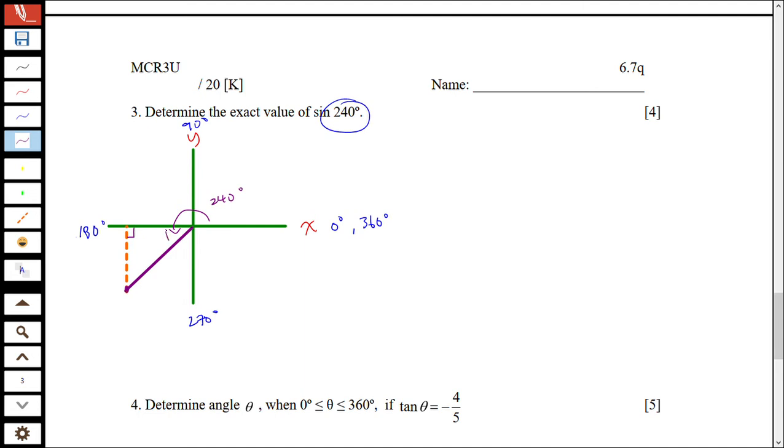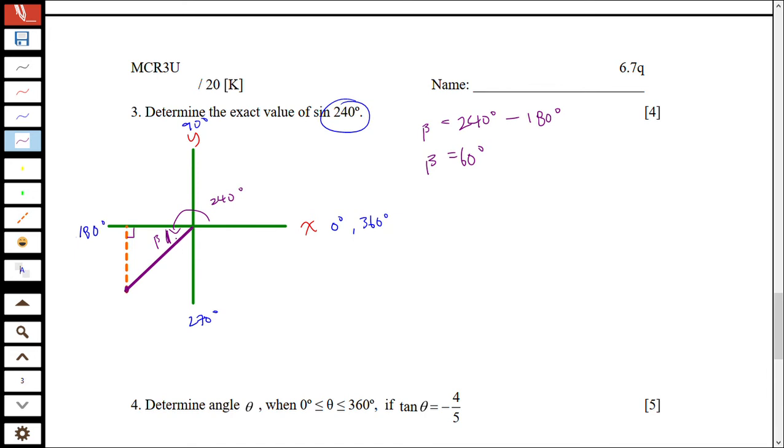And here, what will be my beta? In order to find my beta, this is 240, but I know that that's 180. So if I do 240 degrees minus 180 degrees, that's going to give me the beta angle. So 240 minus 180 is going to be 60 degrees.